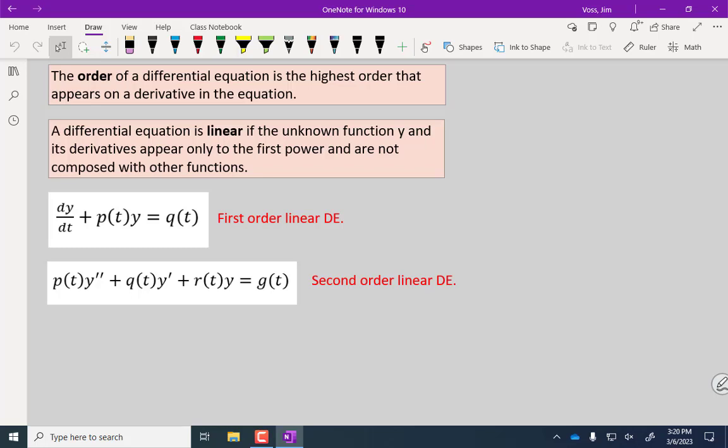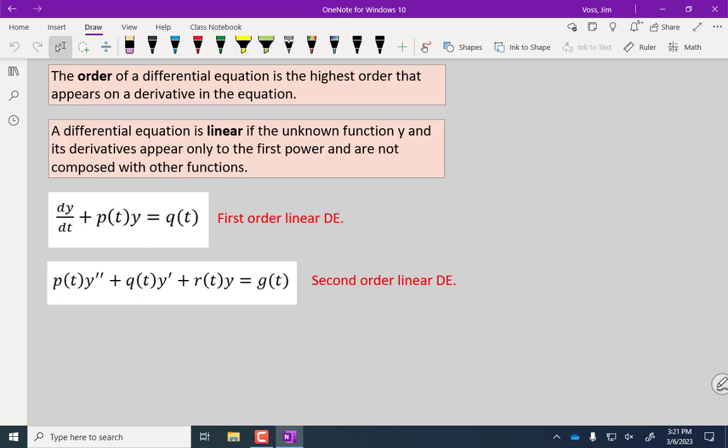So first thing, the order of a differential equation is the highest order that appears on a derivative in the equation. So this differential equation is first order because the highest derivative that appears is the first derivative. This equation right here is second order, because the highest derivative that appears is the second derivative. So the order of a differential equation is just the highest derivative that appears in the equation.